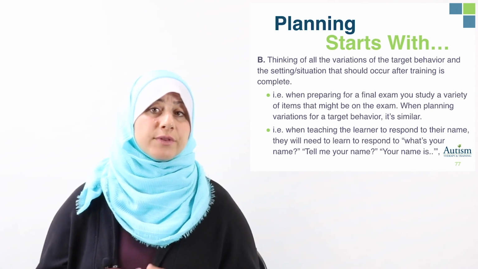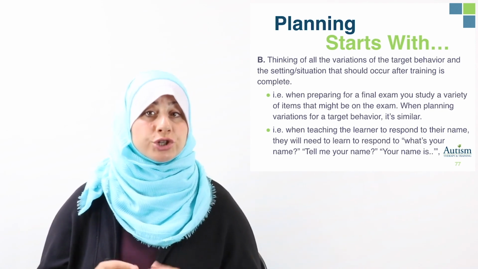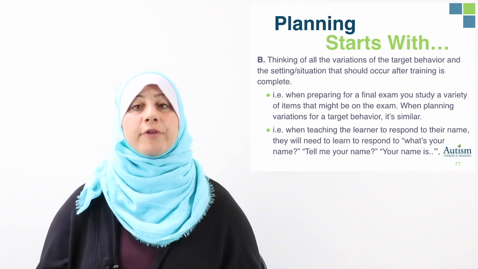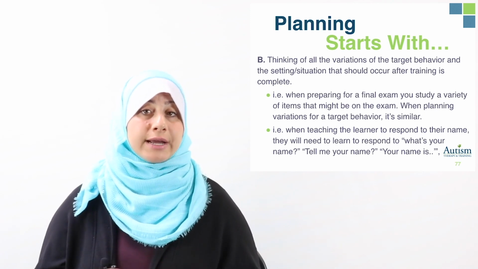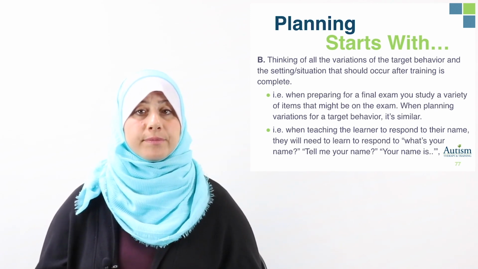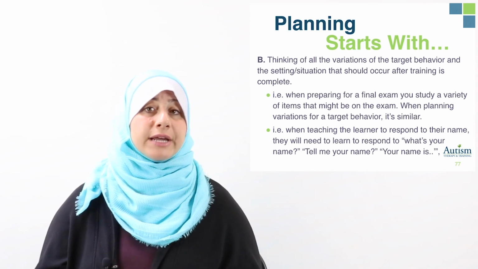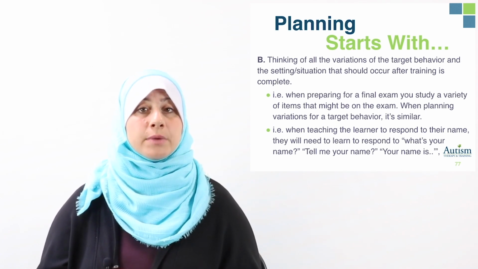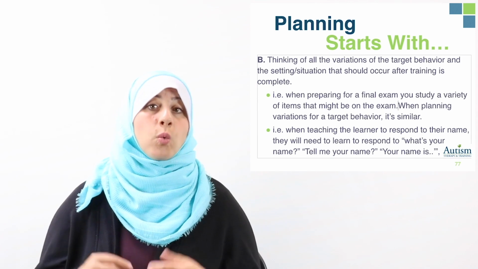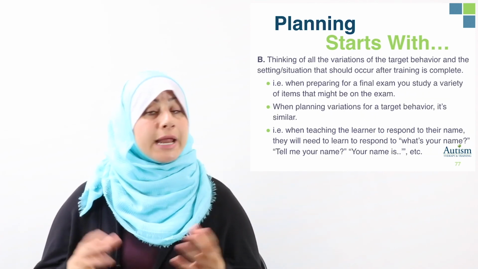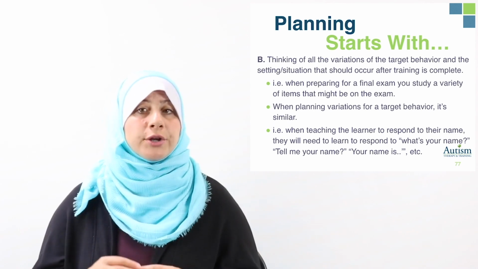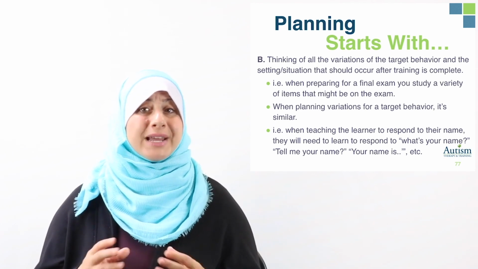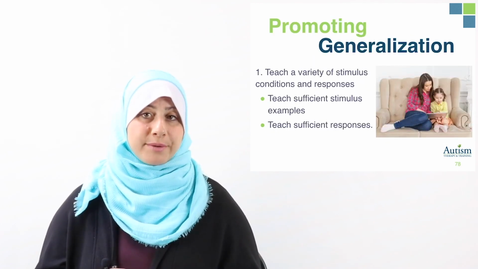Thinking of all the variations of the target behavior and the setting situation that should occur after training is complete. For instance, when preparing for a final exam, you study a variety of items that might be on the exam. When planning variations for a target behavior, it's similar. For example, when teaching the learner to respond to their name, they will need to learn to respond to, "What's your name?" "Tell me your name," "Your name is," and so on. You want your teaching to be as close to the real world as possible so that the learner really benefits from the training. So how do you do that?